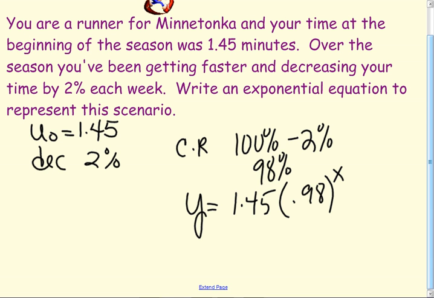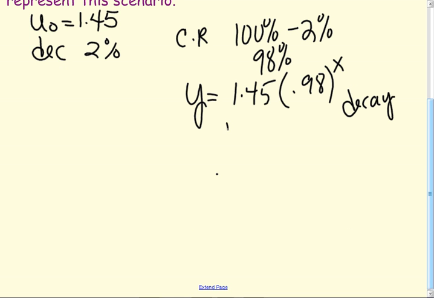But each week, so this x represents your weeks, each week you're decreasing it a little bit. This is decay. What's the curve look like? You should have graphed those. It should look like that.